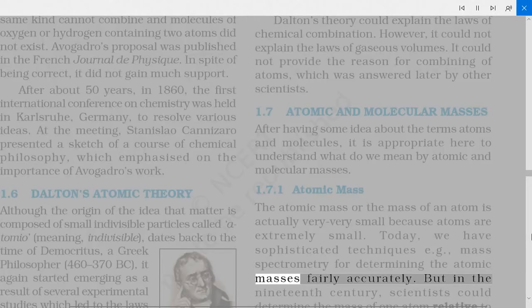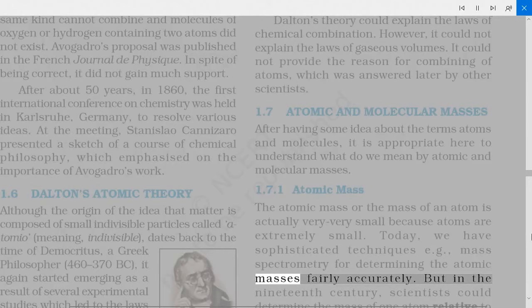But in the 19th century, scientists could determine the mass of one atom relative to another by experimental means, as has been mentioned earlier. Hydrogen, being the lightest atom, was arbitrarily assigned a mass of 1, without any units, and other elements were assigned masses relative to it.